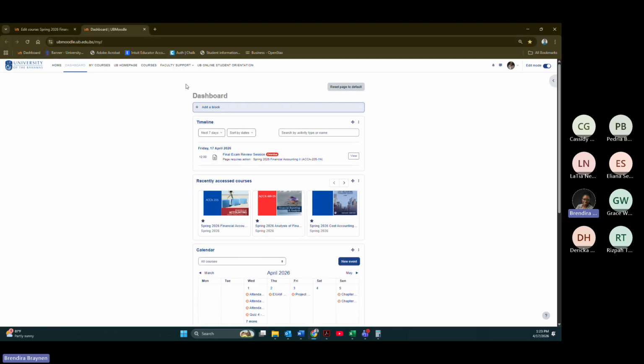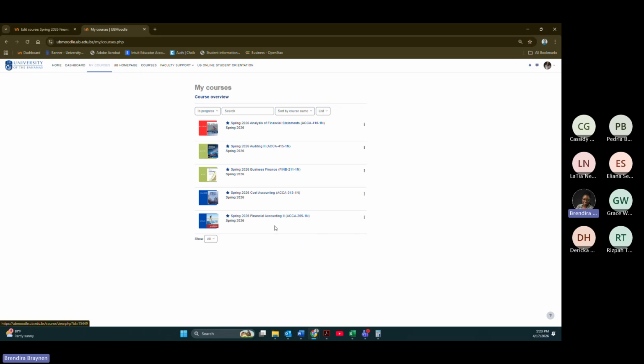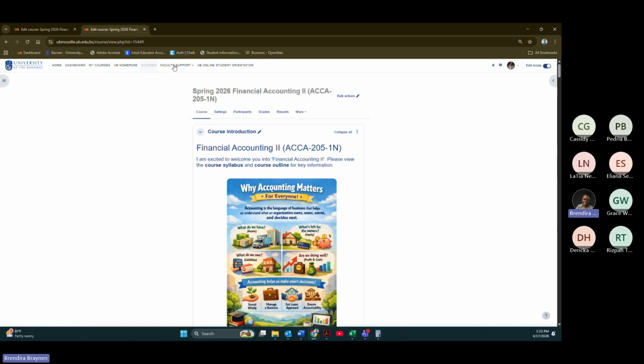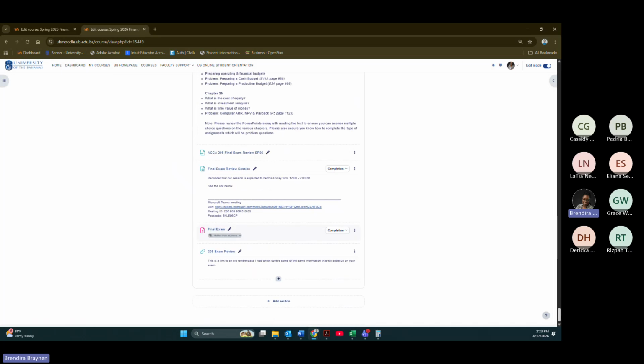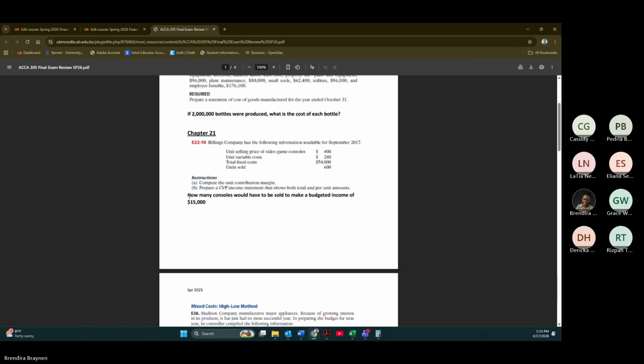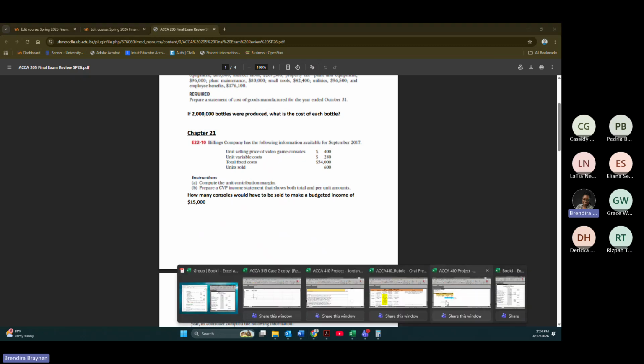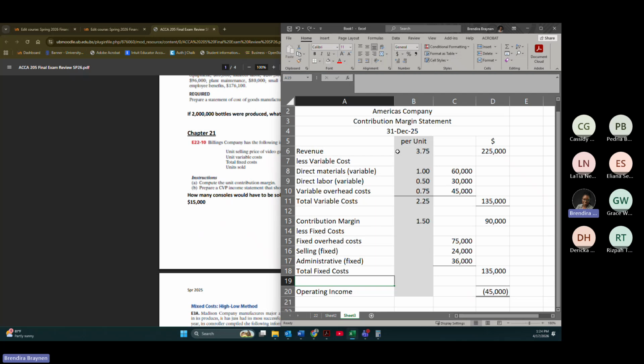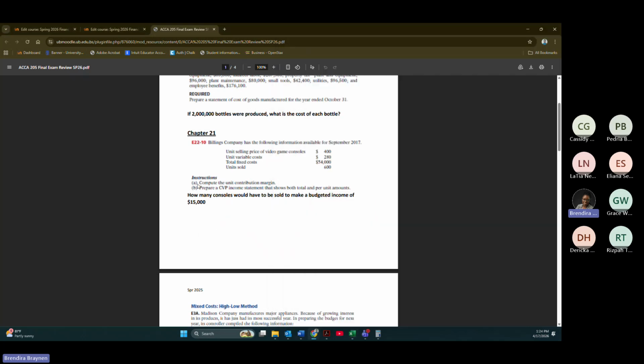I wanted to pull up something from this class, the review sheet, because I did add something on there. So, okay, good. This is the contribution margin question. Compute the unit contribution margin. That would be this, the unit contribution margin, and then prepare the CVP income statement to show both total and per unit amounts. So all of that you would do in that particular question.